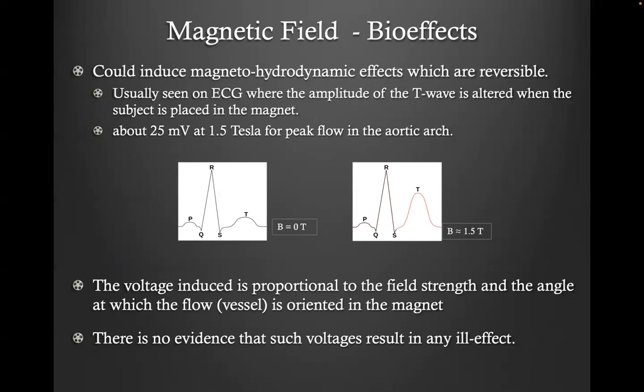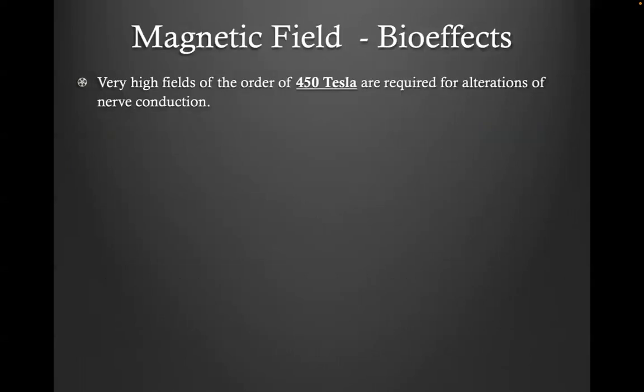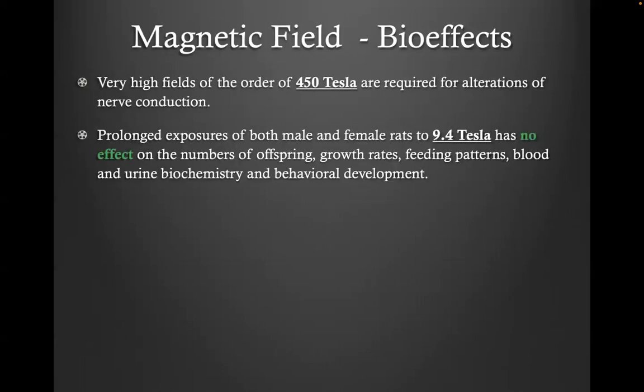So if you are only walking outside where the field is drastically reduced, you are not going to see that much change. And the voltage induced is proportional to the field strength as well as the angle at which the flow is oriented in the magnetic field, of course. And there's no evidence that such voltage actually results in any ill effect. And it would take a very high field, of the order of 450 Tesla, to alter nerve conduction, which we are way, way, way below.